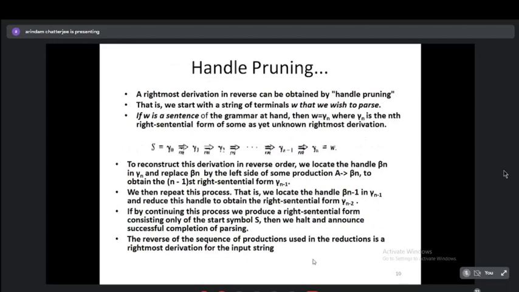So here is another interesting observation of handle pruning. A rightmost derivation in reverse can be obtained by handle pruning. Just now I explained what is handle pruning. So we start with a string of terminals W.